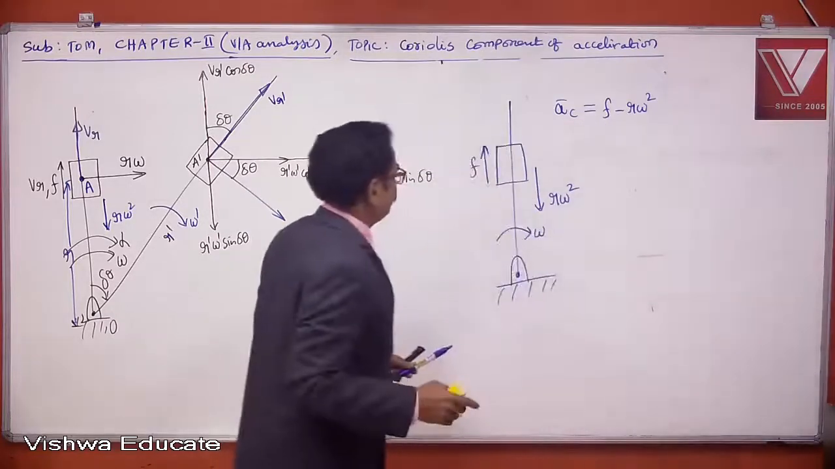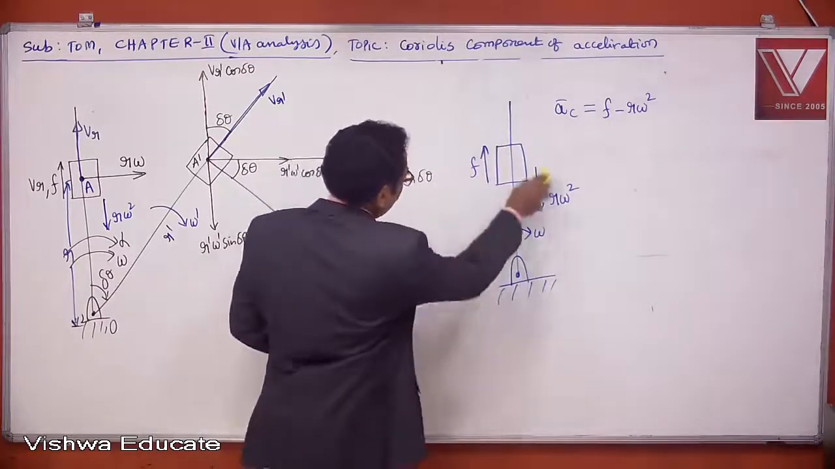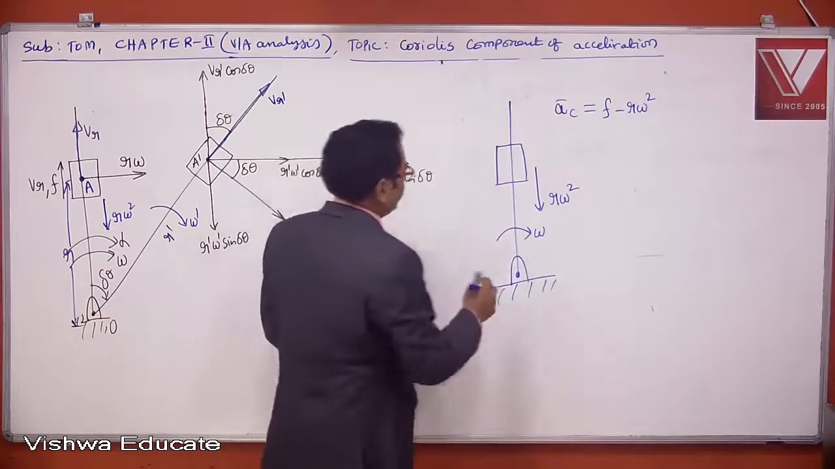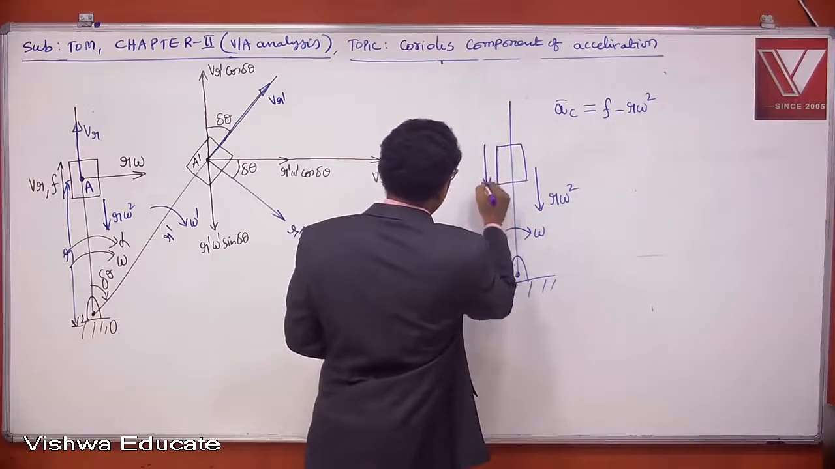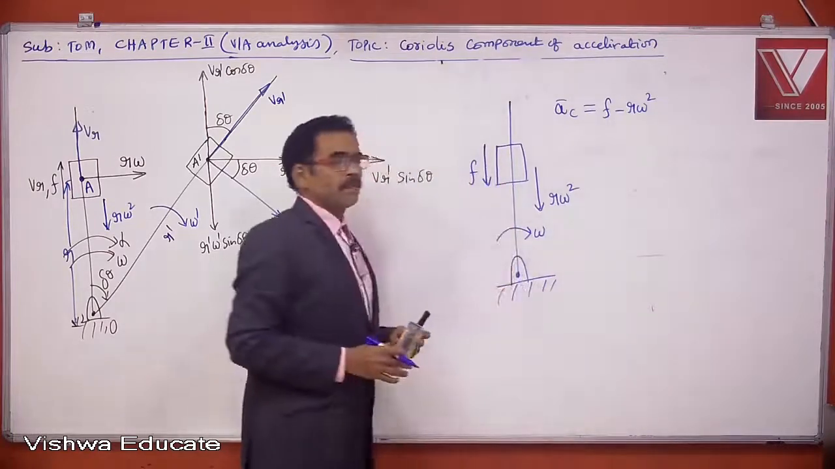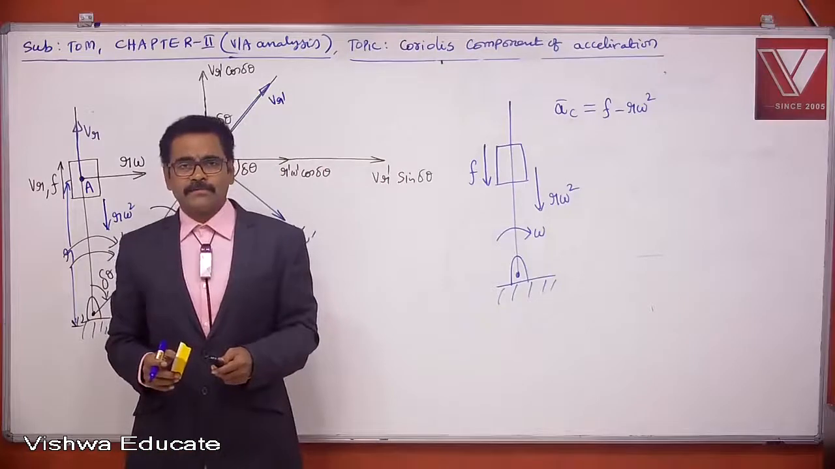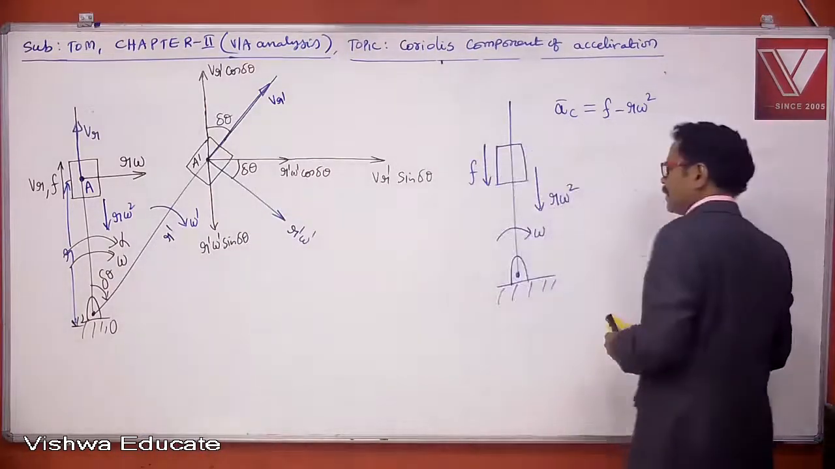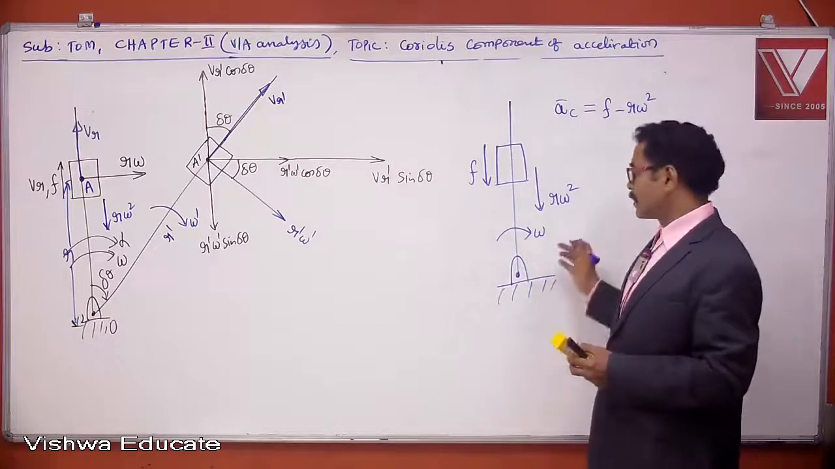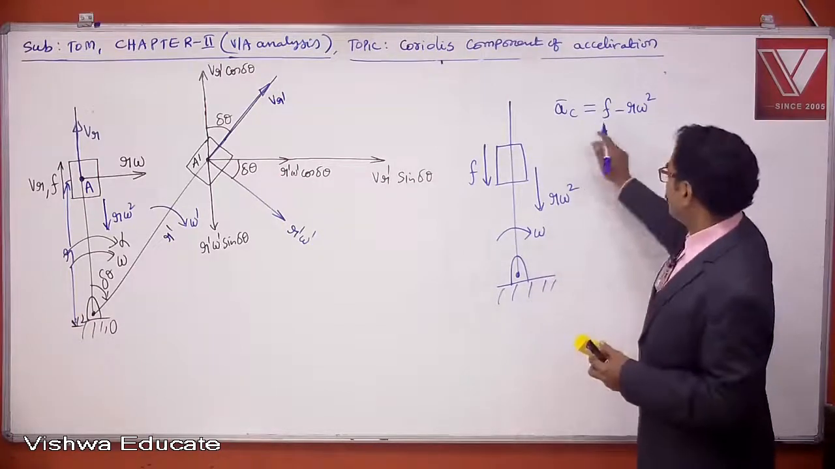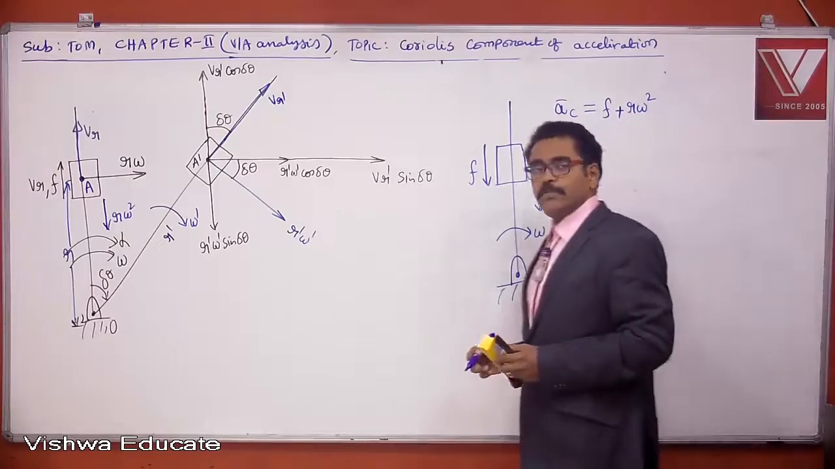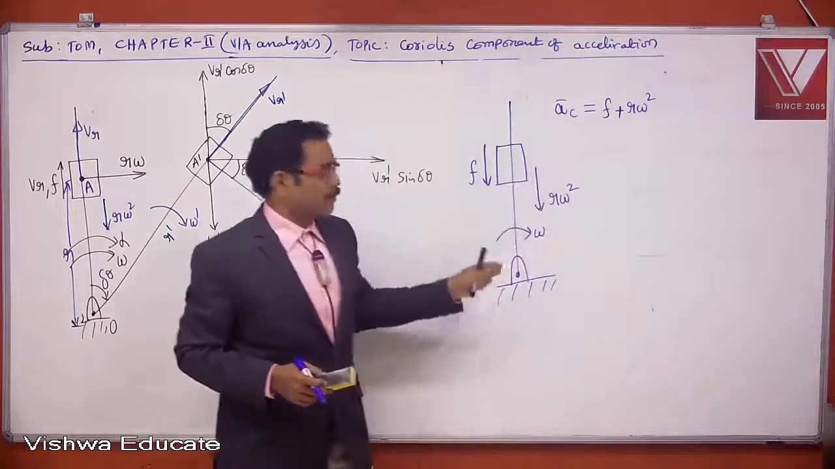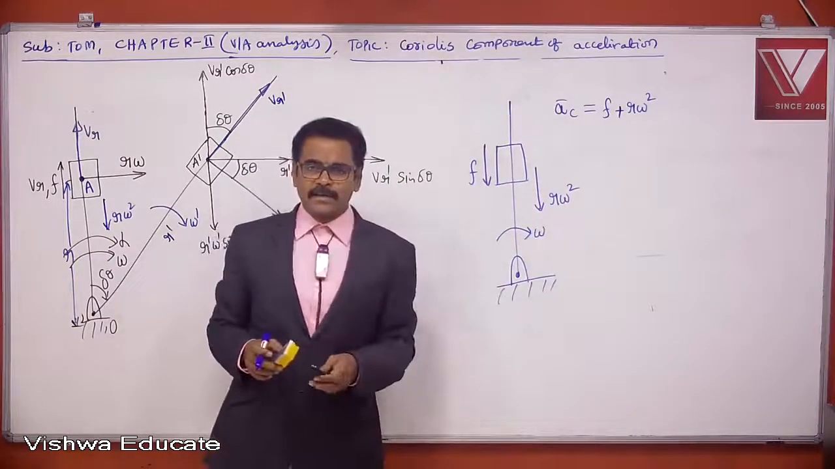Now, second case. r omega square is always directed towards the center of rotation, but in this case, radial acceleration is also F. So what is the total centripetal acceleration? F is downward, r omega square also downward. The total centripetal acceleration is F plus r omega square. What is the direction of this A bar C? Towards the center, because both accelerations are acting towards the center.